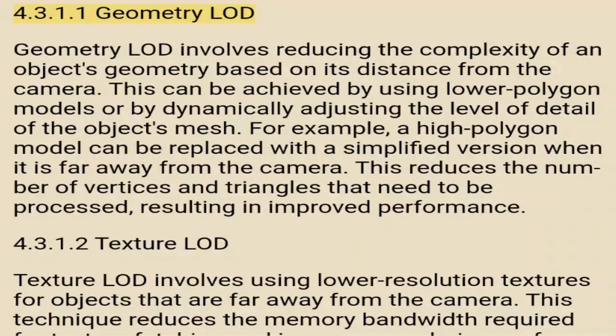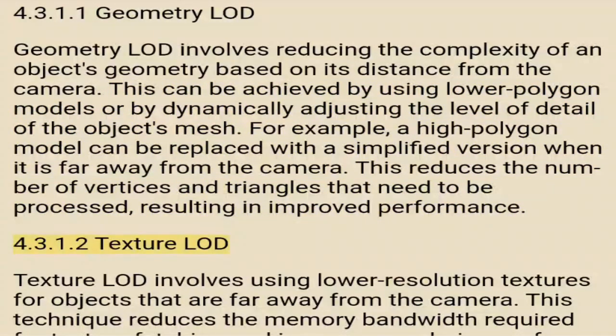4.3.1.1 Geometry LOD. Geometry LOD involves reducing the complexity of an object's geometry based on its distance from the camera. This can be achieved by using lower polygon models or by dynamically adjusting the level of detail of the object's mesh. For example, a high polygon model can be replaced with a simplified version when it is far away from the camera. This reduces the number of vertices and triangles that need to be processed, resulting in improved performance.